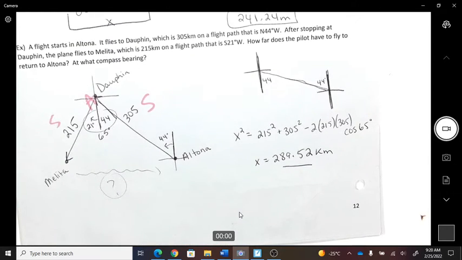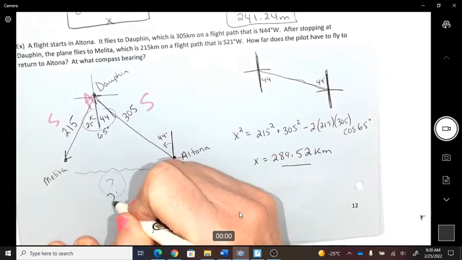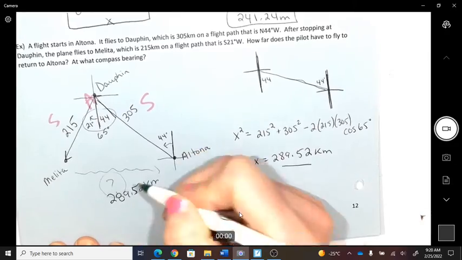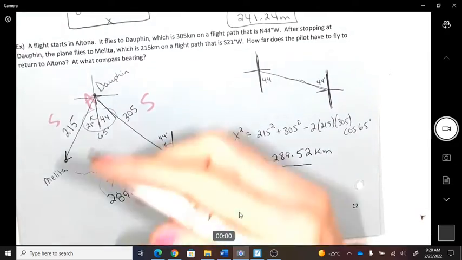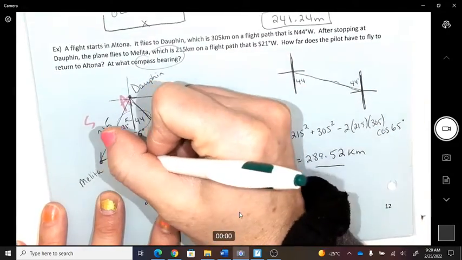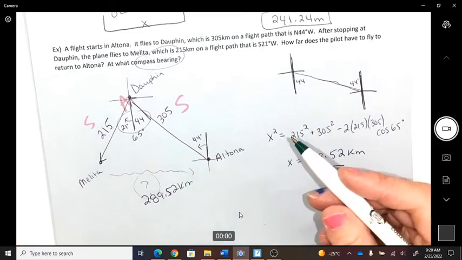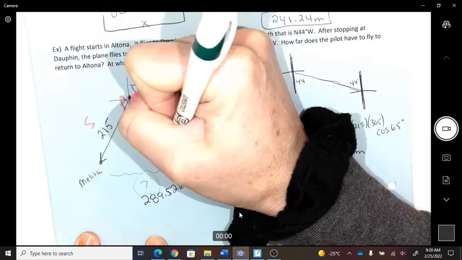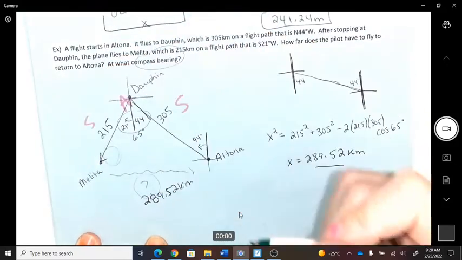How are we looking? I got 289 and change. Yep, I saw some head shake. We're good. Okay, so Melita to Altona is 289.52 kilometers. Now we're going to have to get the compass bearing. Okay, so let's get this angle in here first. So I want this angle on this corner.